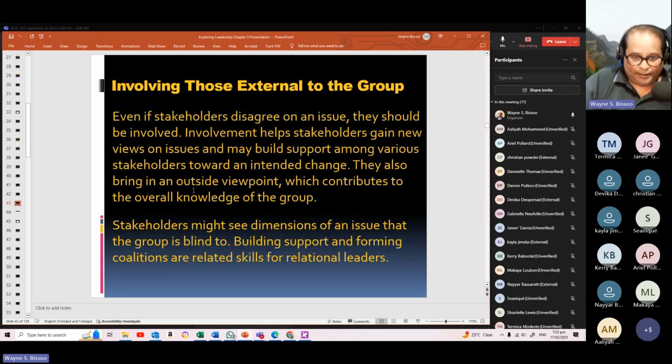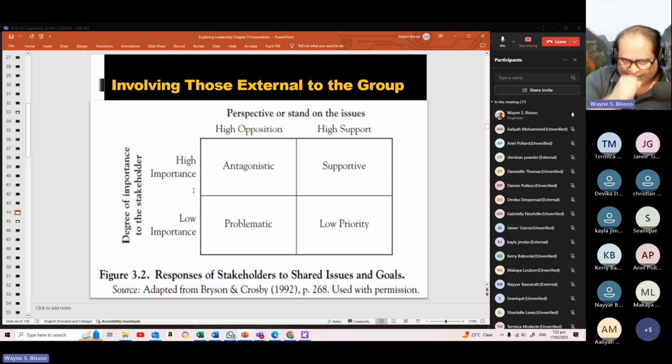All right. So there's a diagram here from the text that speaks to the sort of division you can get based upon your external individuals. You could get people who are supportive, people who are antagonistic, people who are problematic, and those who are low priority. The objective here is that if you know where they fall, then you're likely to use different strategies for inclusion in relation to them.